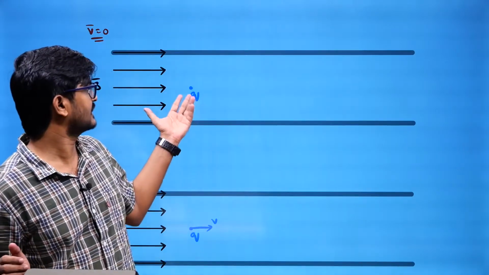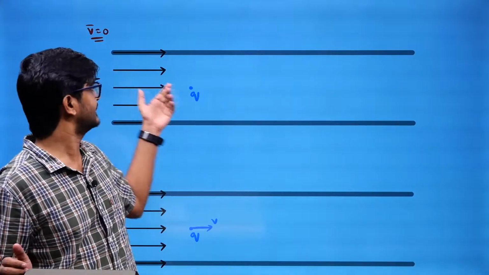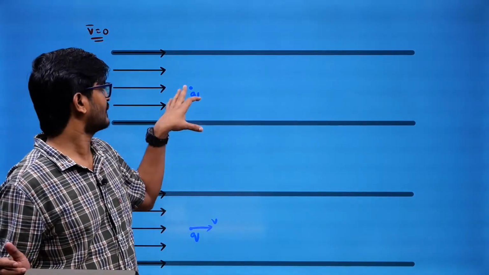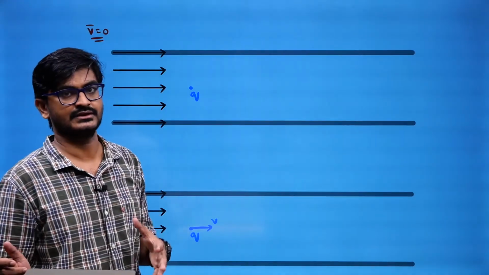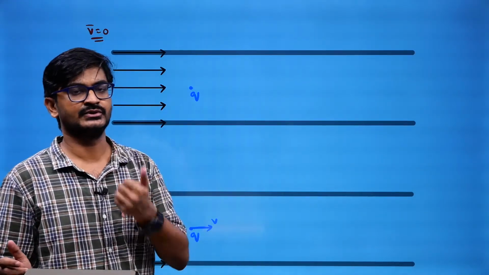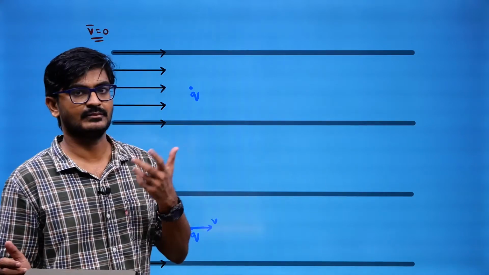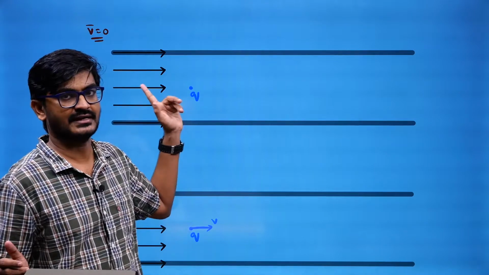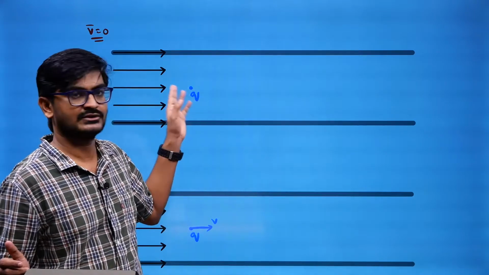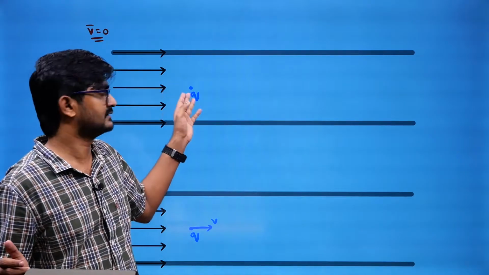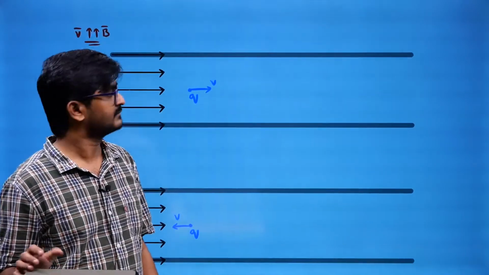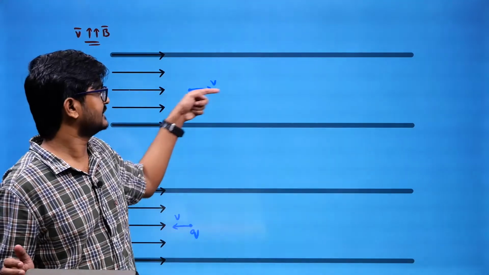So the first question was: if there is a charge which is at rest and there is a uniform magnetic field in this direction, then what will happen to its motion in future? So magnetic force will be how much? Q into V bar cross B bar, but V is 0, so magnetic force will be 0. So if magnetic force is 0, acceleration will be 0. If acceleration is 0, final velocity will be same as initial velocity, which is 0, that is, it will be at rest forever.